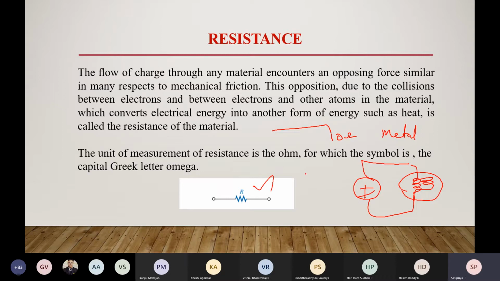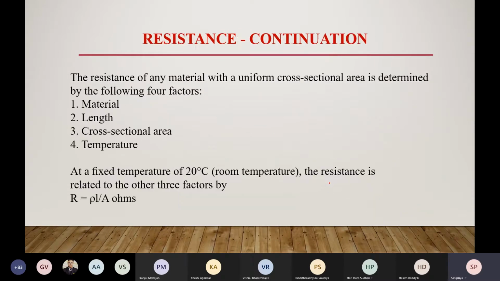Similarly, when you consider an insulator like silicon dioxide or air, you have the maximum opposition. There are no free electrons, so there is no possibility of current flow. The resistance offered by those kinds of materials is infinite. A semiconductor will be midway.